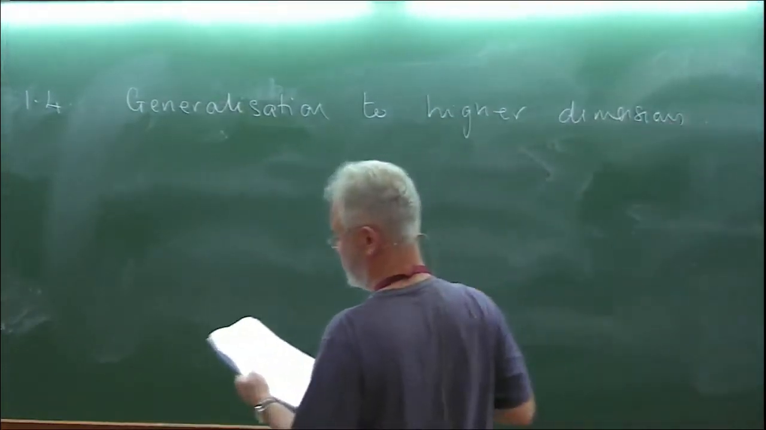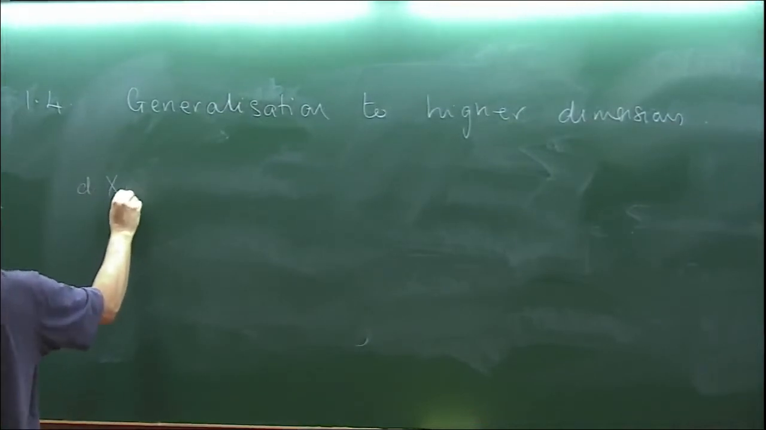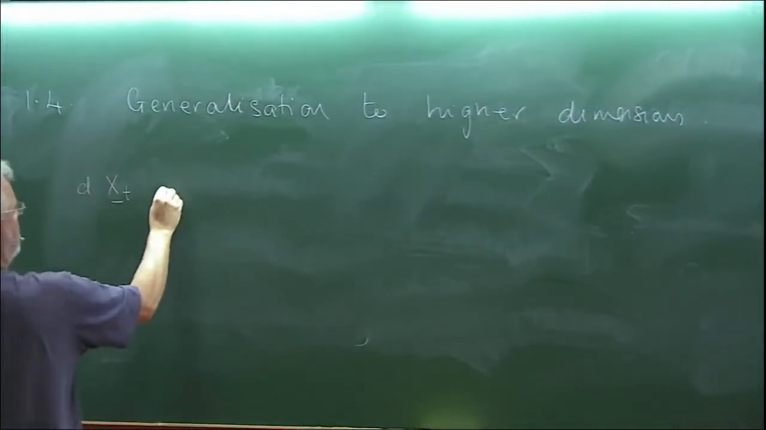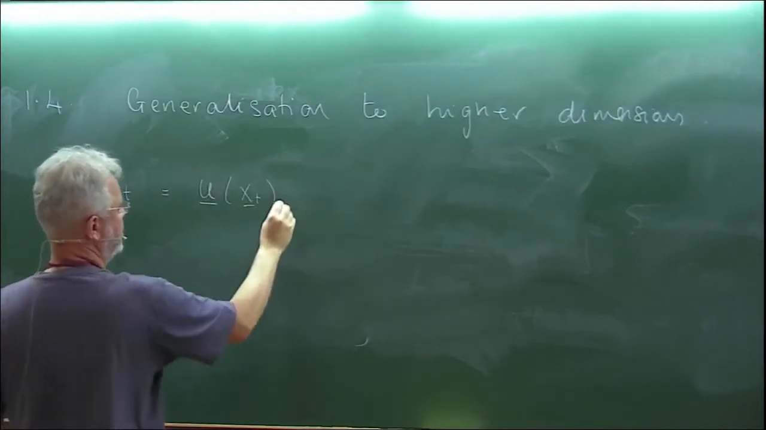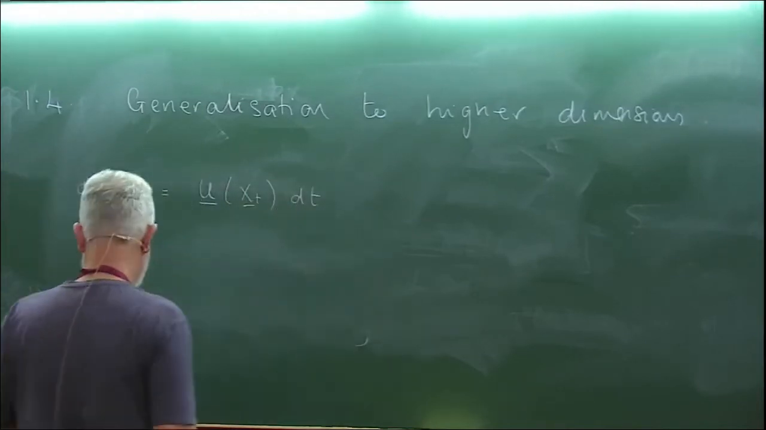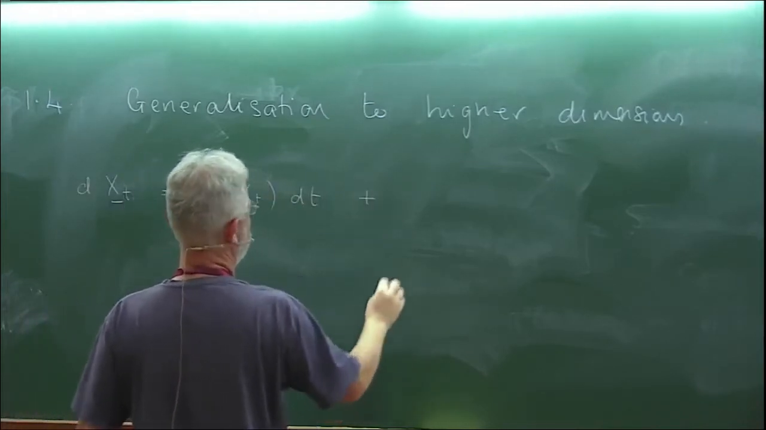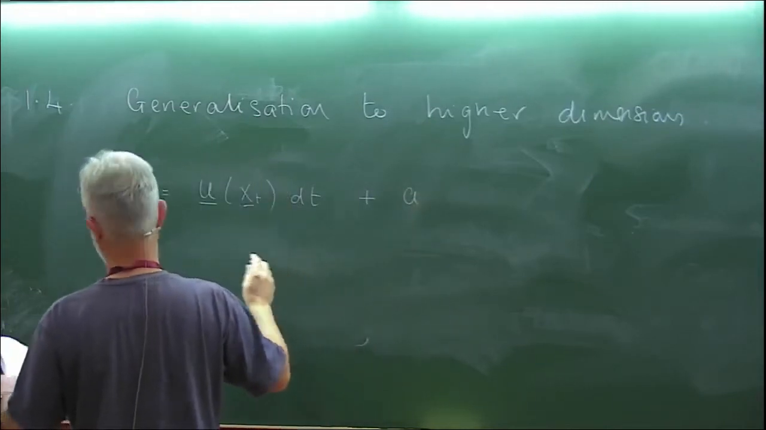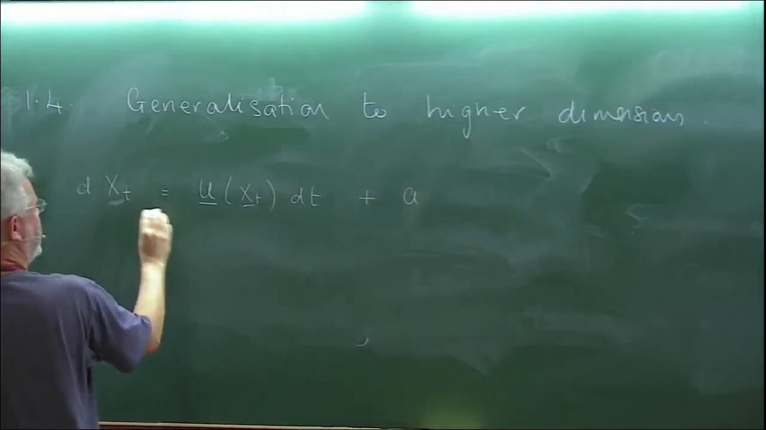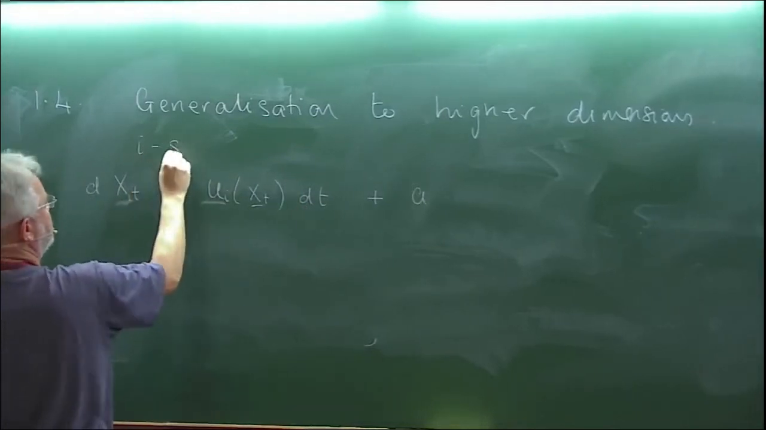Okay, so now what I'm going to do is write my SDE in terms of vectors. So I'm going to write that dx of t is equal to u of x of t dt. And actually a common way of constructing the noise is to write it in the following form. Take a matrix. So sorry, I have to write in indices. So this is dx_i of t. Okay, so i is the spatial index.